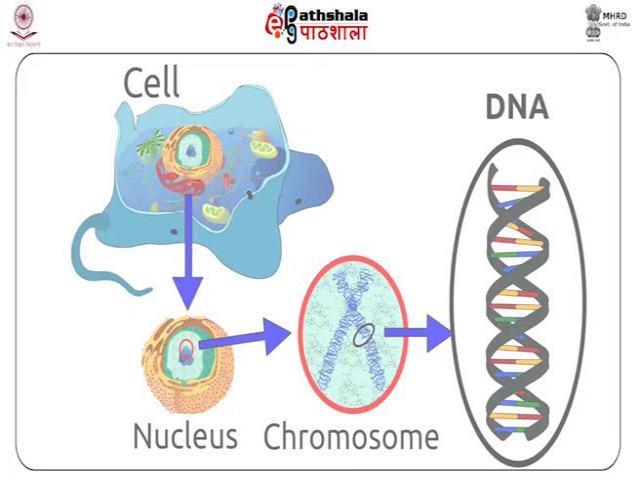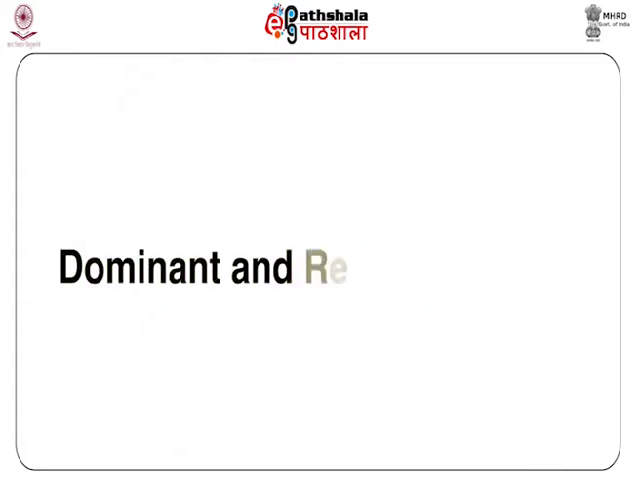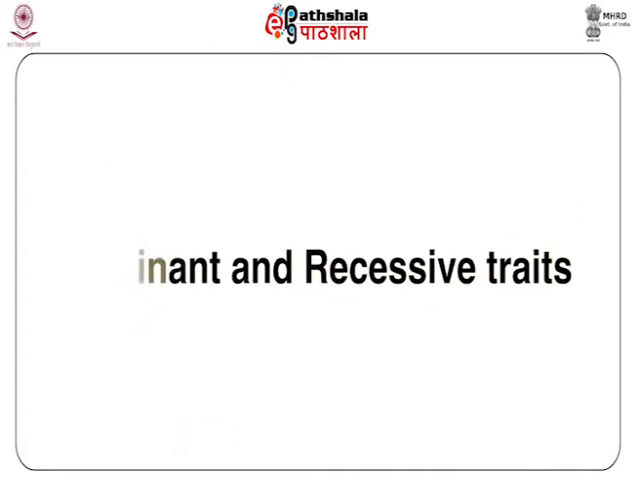A gene is a segment of DNA. Every human being is made of a basic unit of life called a cell, and each cell contains chromosomes which constitute DNA. Now, dominant and recessive traits.